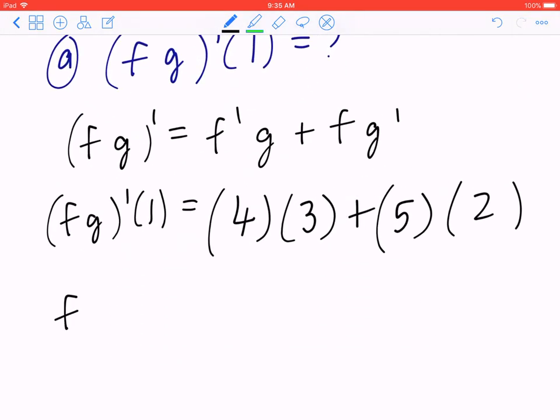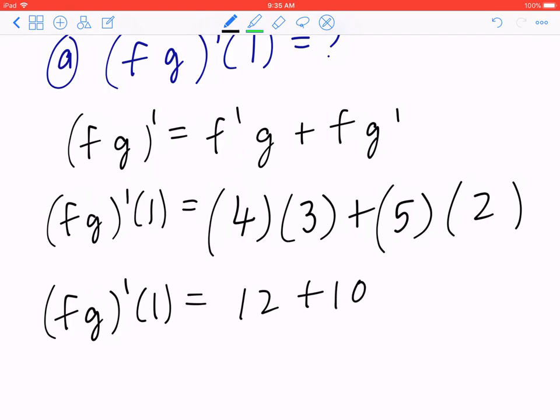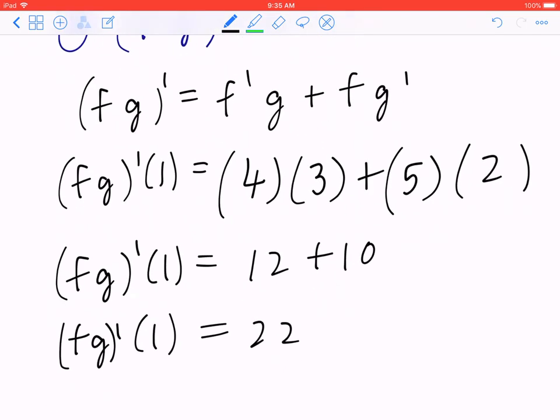When you work it out, (f g) prime of 1 equals 12 plus 10, which means the final answer is going to be 22.